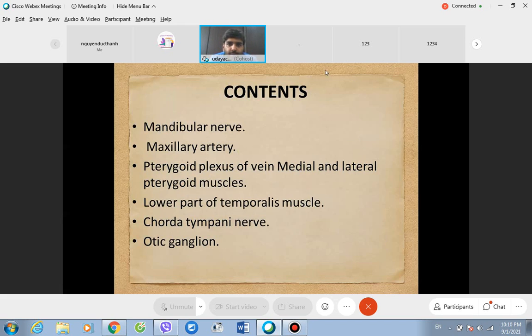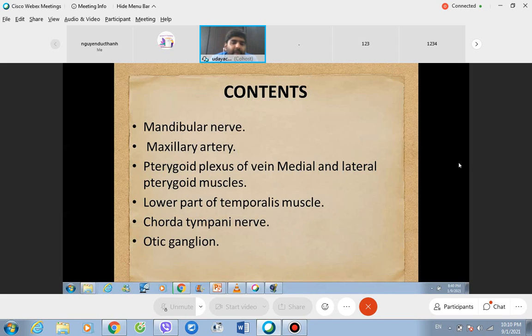Contents of the infratemporal fossa. The contents of the infratemporal fossa are the mandibular nerve, maxillary artery, pterygoid plexus of veins, and medial and lateral pterygoid muscles, the lower part of the temporalis muscle, chorda tympani nerve, and the otic ganglion.